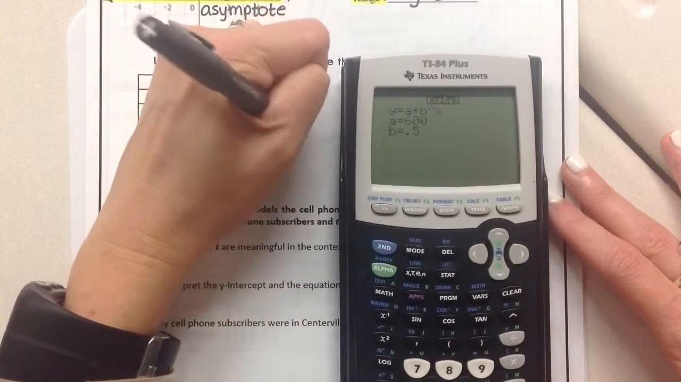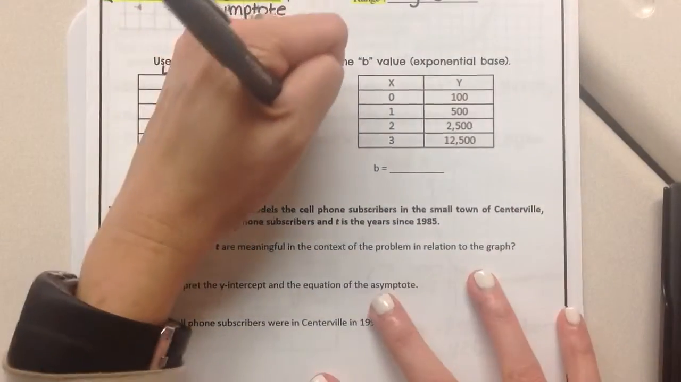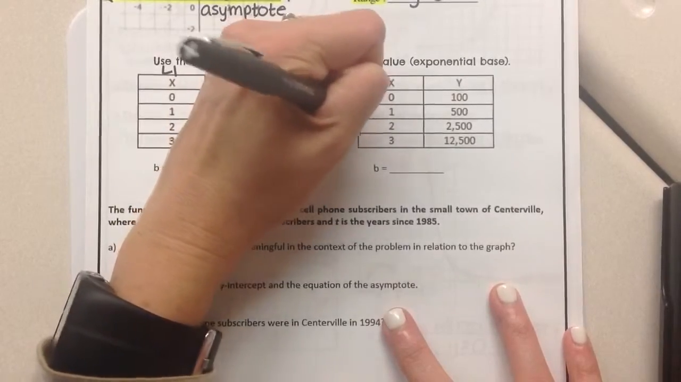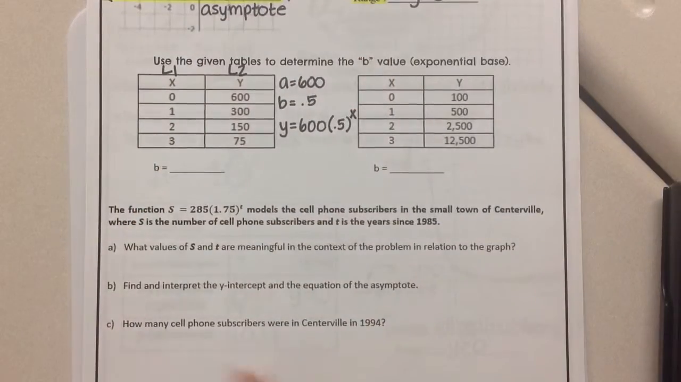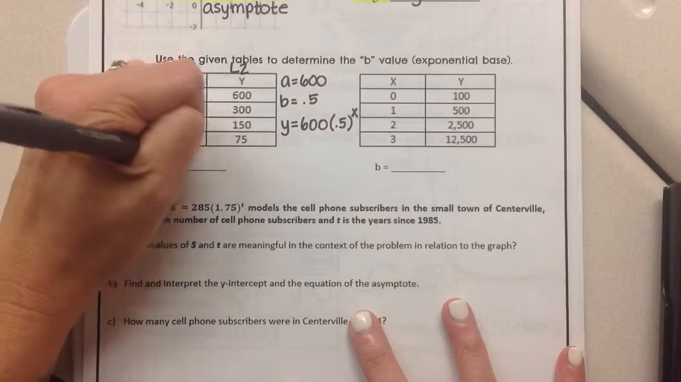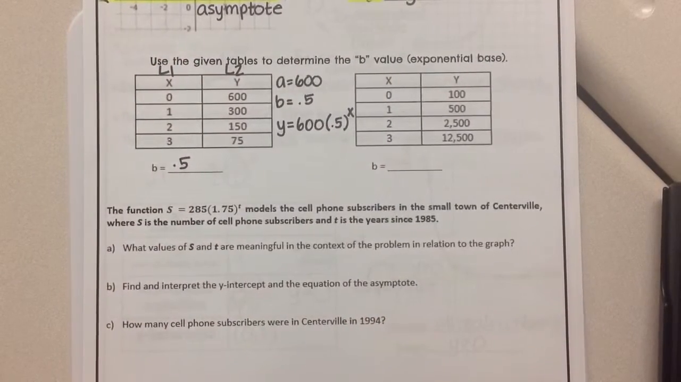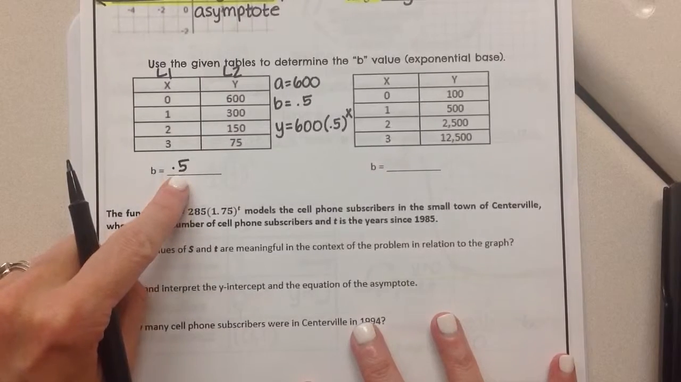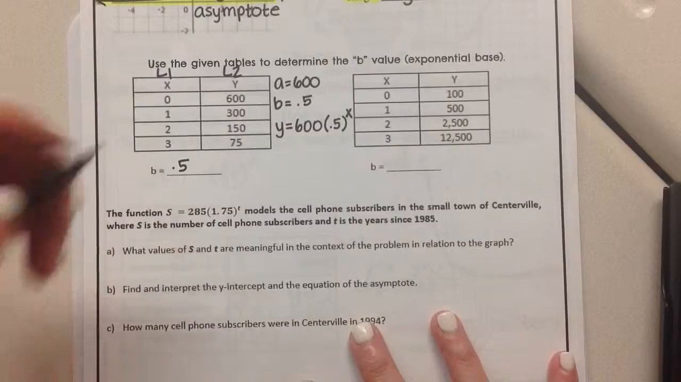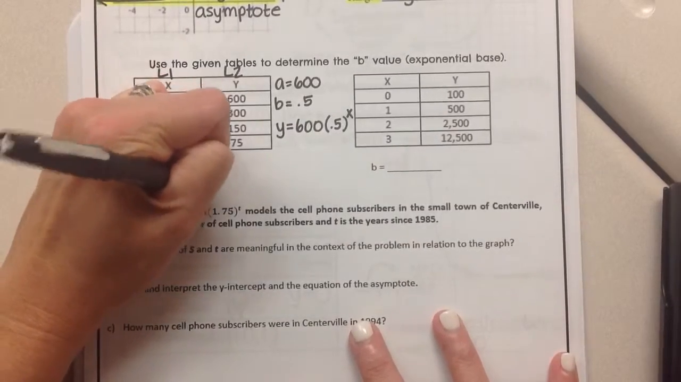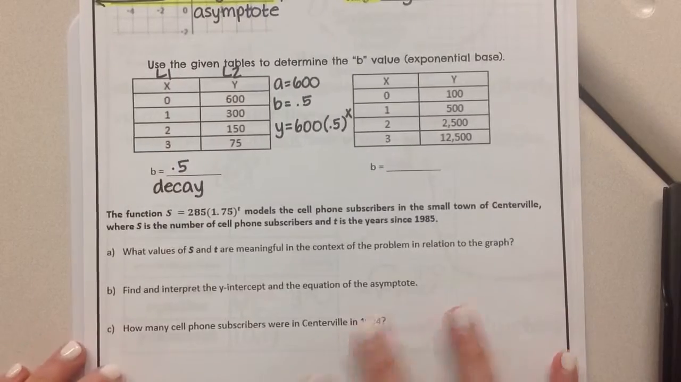And your equation is the a value times the b value to the power of x. And they were only asking for the b value, so it's 0.5. And then if I'm wanting to see if this has growth or decay, I just look at my b value, and since 0.5, 5/10, 1/2 is not greater than 1, this graph has to be an exponential decay graph. So this is a decay factor.